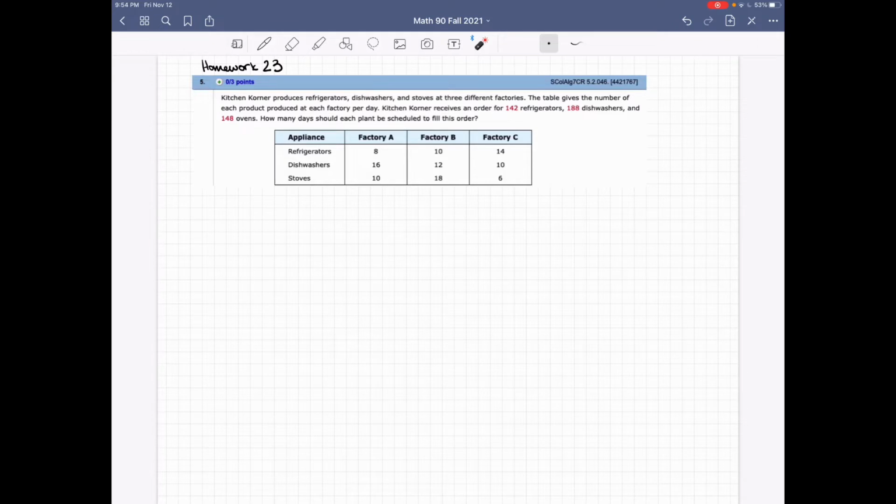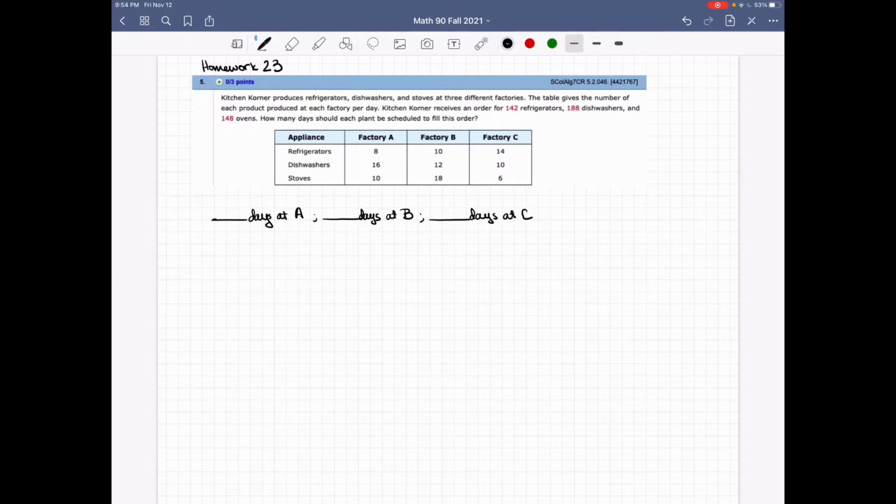So again, just like with the problem we just finished, let's think about what the answer to this question is going to look like. The question is, how many days should each plant be scheduled? We have 3 plants, factory A, B, and C. So the answer is going to look like this many days at factory A, this many days at factory B, and this many days at factory C.